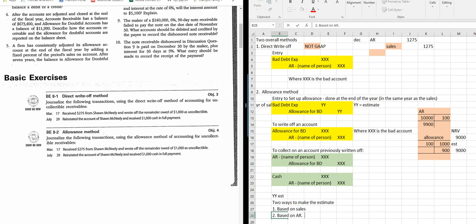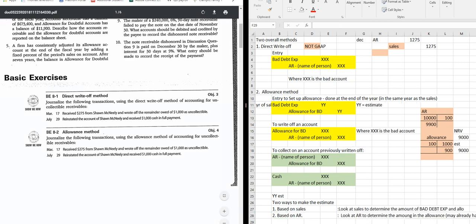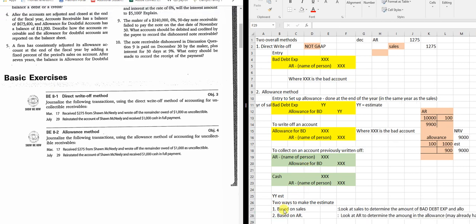Okay? Pause this a second. There's 2 ways to make the estimate. One is based on sales. And so when you base it on sales, you look at sales to determine the amount of bad debt expense. Okay? And when you do that, your bad debt expense will have a 0 balance before the entry.